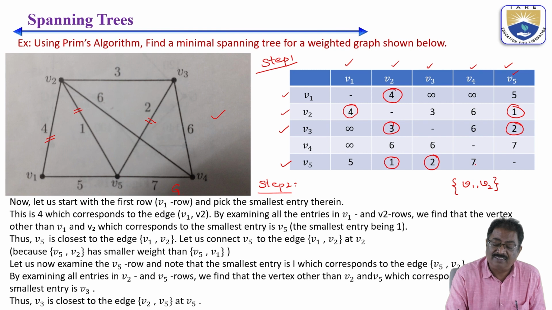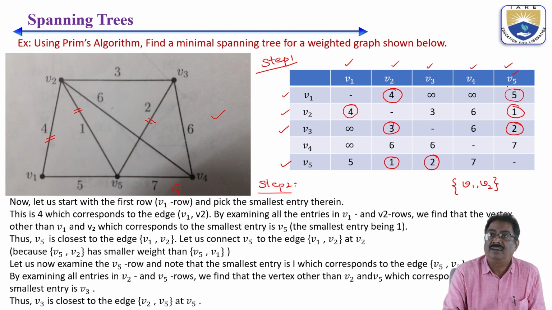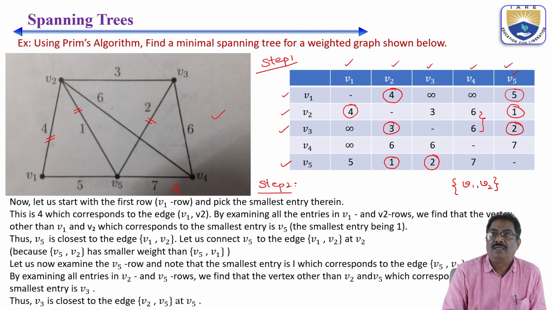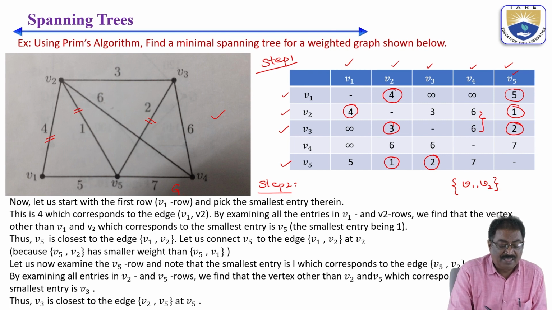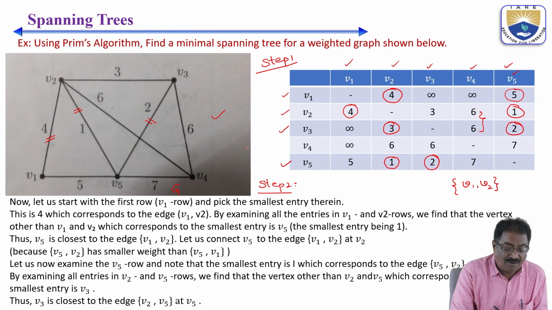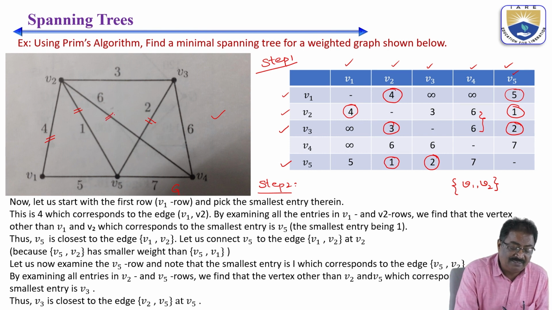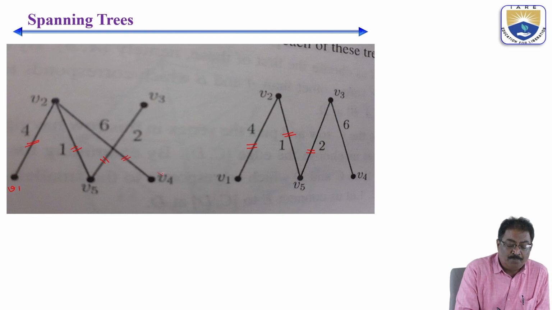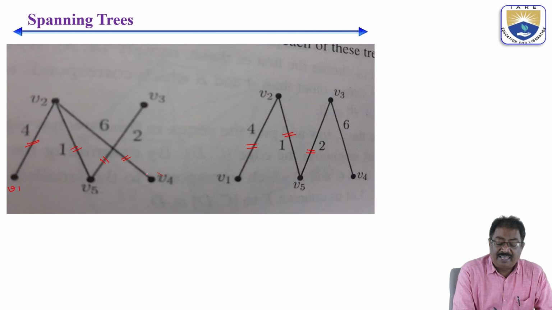So here it is 6 and here it is 6, and V5 is already visited, so I am not going to concentrate on that. I removed that, and among the remaining two, we can move from V2 to V4, or from V3 to V4, because these two values are the same. So I can consider either this edge or this edge. If I consider the first case, V2 to V4, I am going to get this edge. If I consider the other one, I am going to consider the V3 to V4 path.